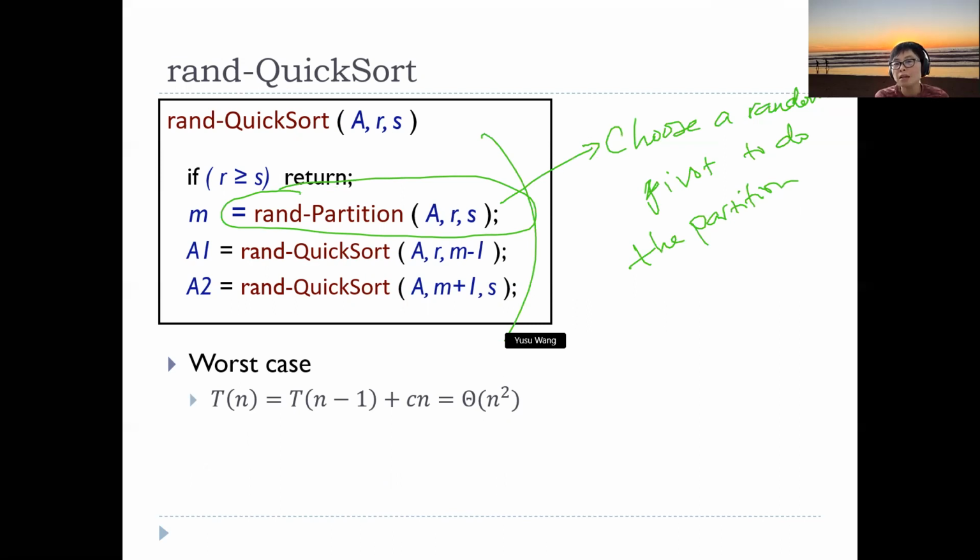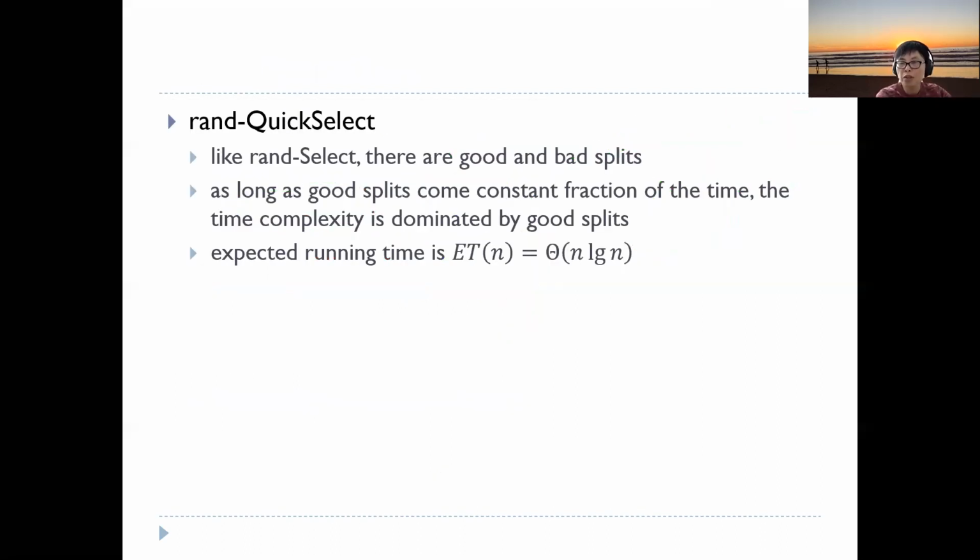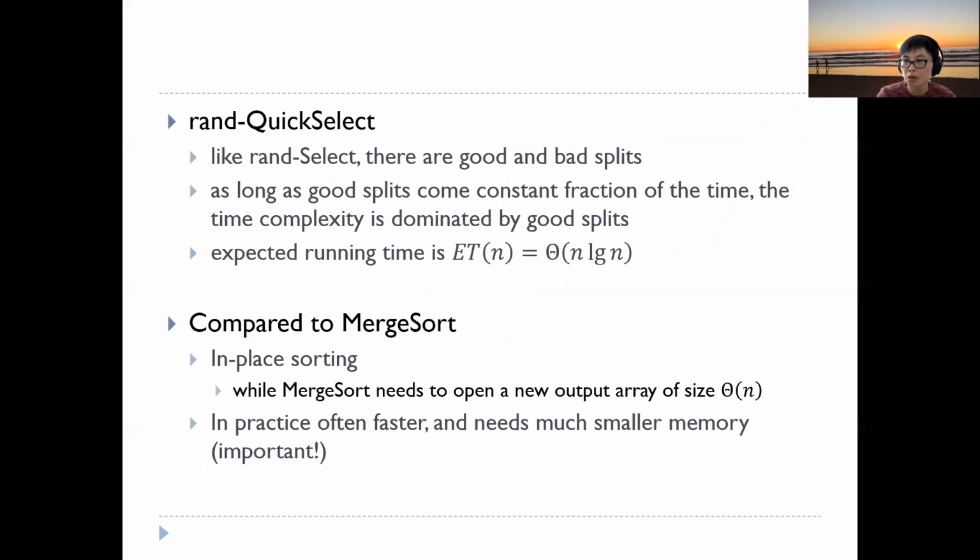So with this one, the worst case is still quadratic, and the best case is still n log n. But by a similar argument, intuitively the same as the random select, there are bad and good splits, but on average, a good split happens with probability half. And the total expected running time is dominated by the good splits. In the end, one can argue that the expected running time of this algorithm is still n log n, same as the worst case of merge sort.